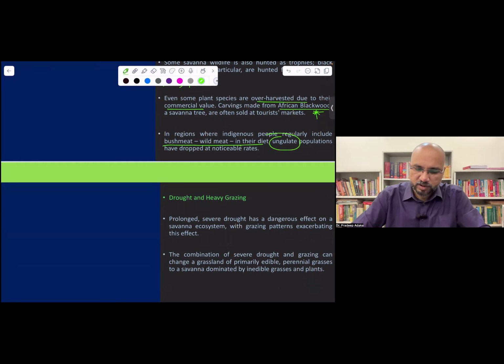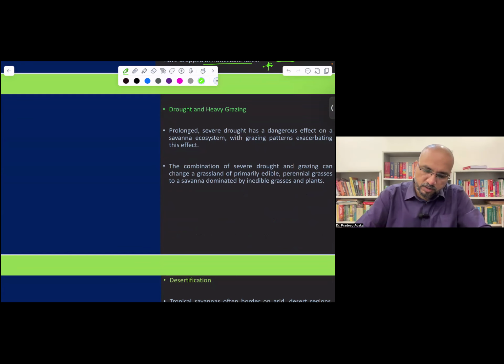Ungulate populations have dropped wherever these traditional or tribal people hunt for bush meat. Ungulate means hooved animals. So your deer are hooved animals, or your wild boars, pigs, they are also hooved. So wild boars or deer, they are ungulates. Their population has reduced drastically. So again, hunting for meat.